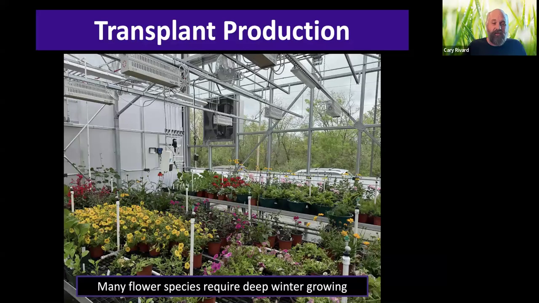Whereas if you're growing vegetable transplants, most of them take 4 to 5 weeks, right? And so you can start a greenhouse up in early to mid-March and be past the really cold period here in the Midwest.